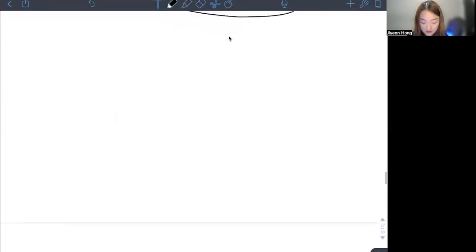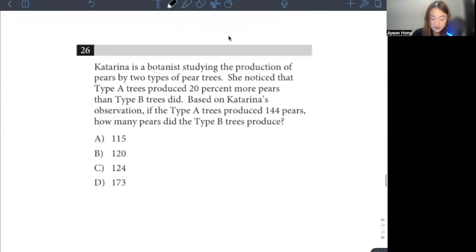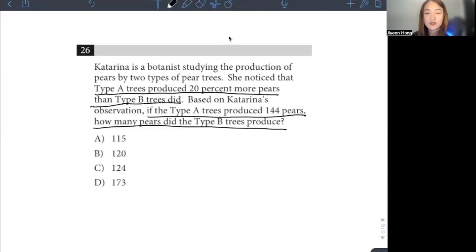All right, number 26. So I'm going to skip all the unimportant parts and go straight to: type A trees produce 20% more pears than type B trees did. If type A trees produce 144 pears, how many pears did the type B trees produce? You'll slowly get the eye for how to quickly pinpoint which part of the question is actually important. But using the equation we covered earlier, type A trees produce, and another equal sign here.